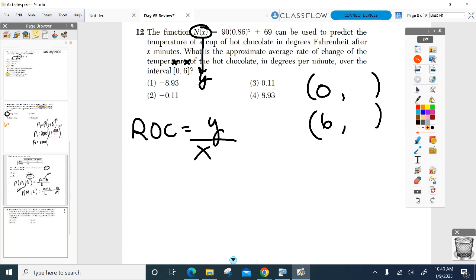All right, so you plug in 0. We end up with what? 159? And then you plug in 6, and you're going to get a decimal, which we're not going to do what to? Round. Don't round it, because it could throw off our rate of change. I'm getting 105 and change.